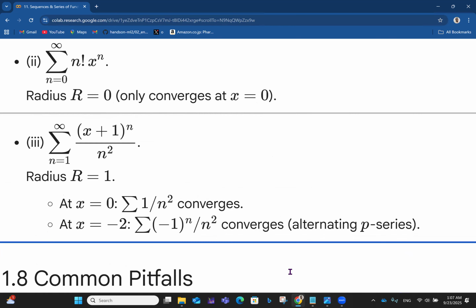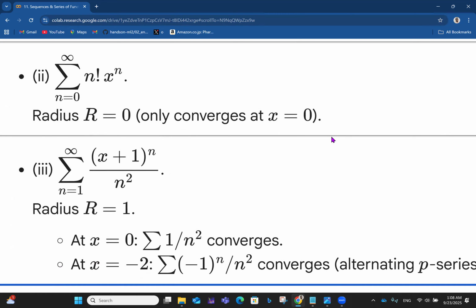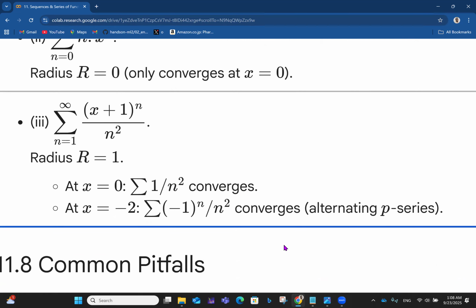So here now, you have the summation from n equals 0 to infinity of n factorial times x raised to the power n. So the radius R is zero, and it only converges at x equals 0. I think we've seen something like this before. And for this now, the summation from n equals 1 to infinity of (x plus 1) raised to the power n over n squared, the radius R is 1 again. At x equals 0, you have the summation of 1 over n squared, which converges because this goes to 0. And this also converges because it's an alternating p-series like that.